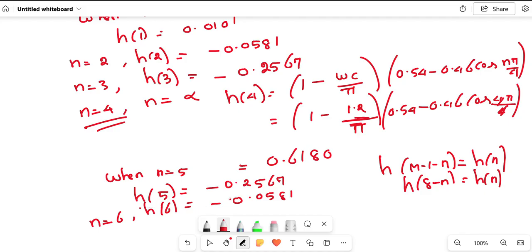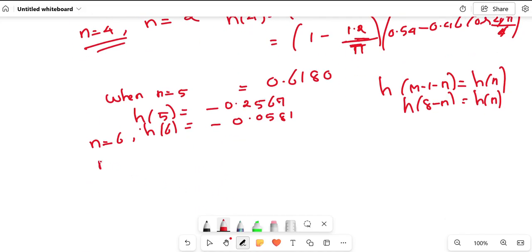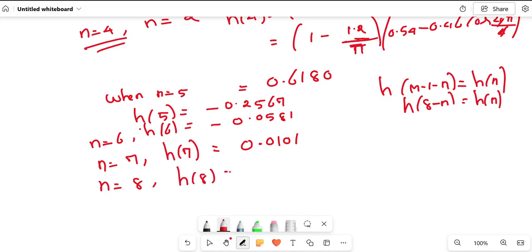N is equal to 7, h of 7 is equal to 0.0101. N is equal to 8, h of 8 will be 0.0063. H of 0 is equal to h of 8. H of 0 will be 0.0063.